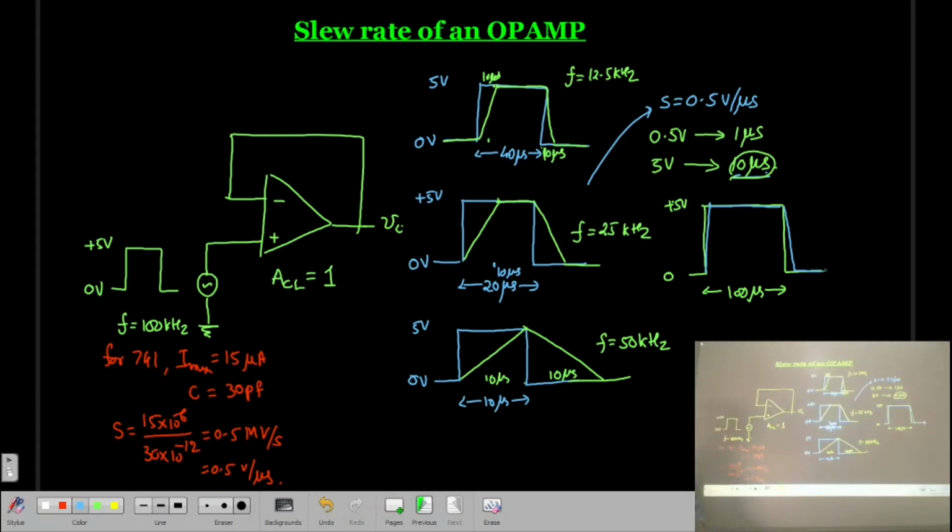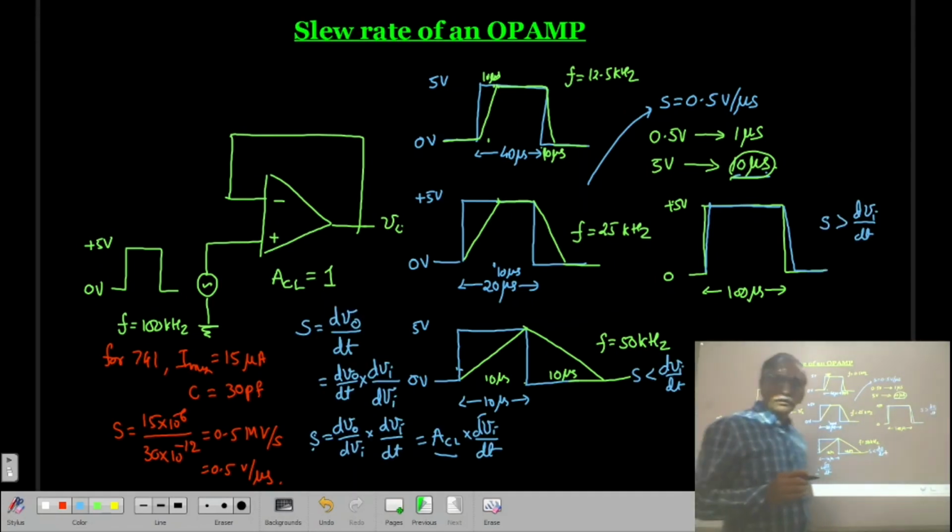So, here you can see that if the frequency is low, then the shape of the input signal and the output signal will be almost the same. But as we increase the frequency, then at a particular frequency, your square wave is going to be converted into a triangle wave.